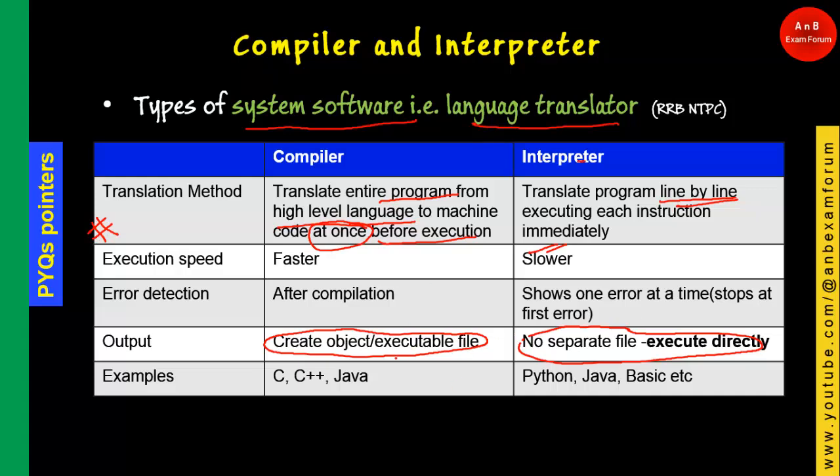Examples are Python, which is an interpreter, and C, C++, Java, which are compilers. Whereas if you talk about Java, it is a mix of both, so you can ignore this. So Python is purely an interpreter, whereas C and C++ are compiler based.